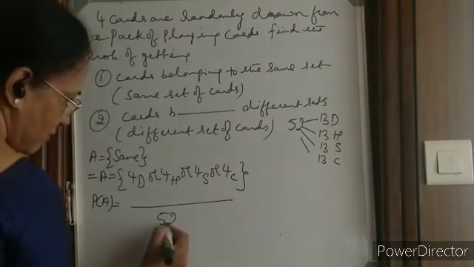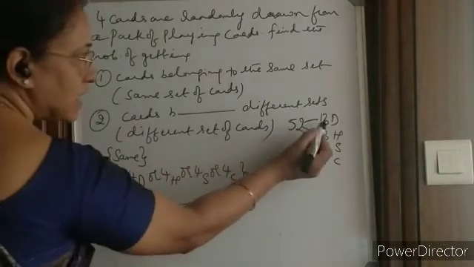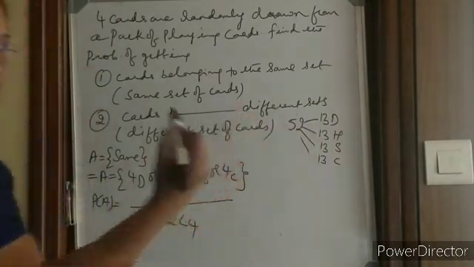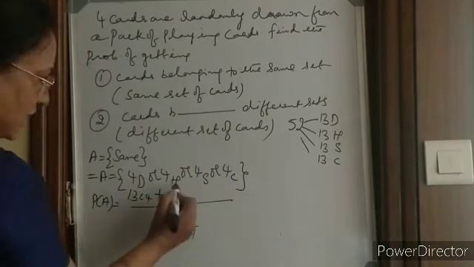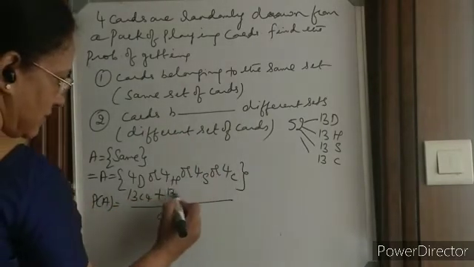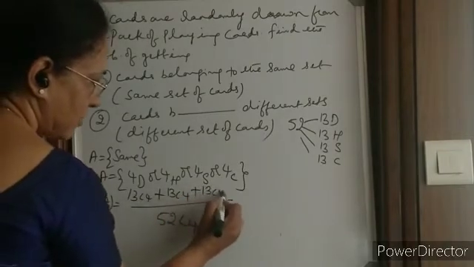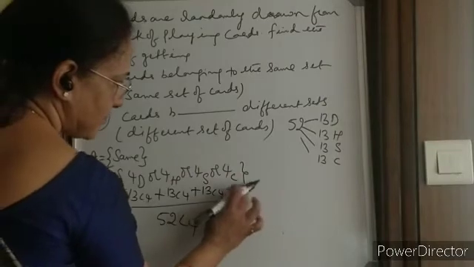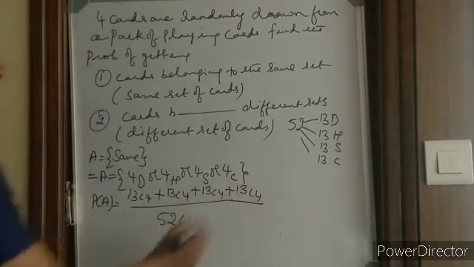So, 52 C4 is exhaustive. Now, first part, 4 are diamond. How many diamond cards? 13. Out of 13, you are drawing 4. So, 13 C4. Or plus heart, same way, 13 C4. Or spade, 13 C4. Plus club cards, again 13 C4. Now, this is how you will have to work it out.